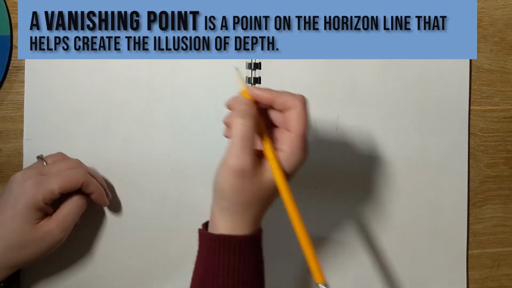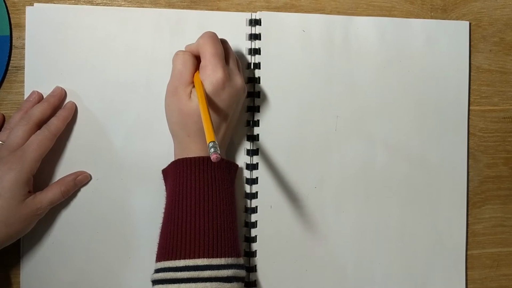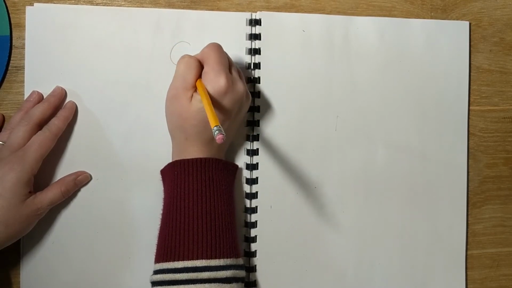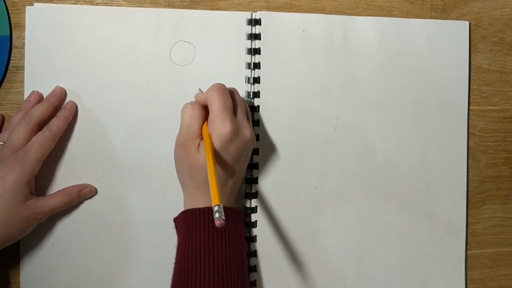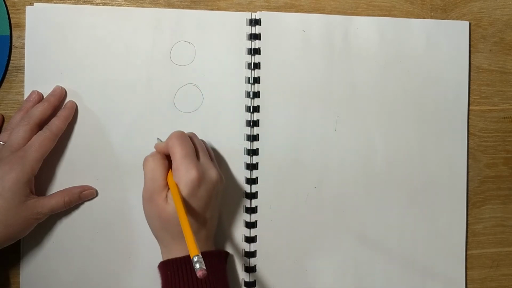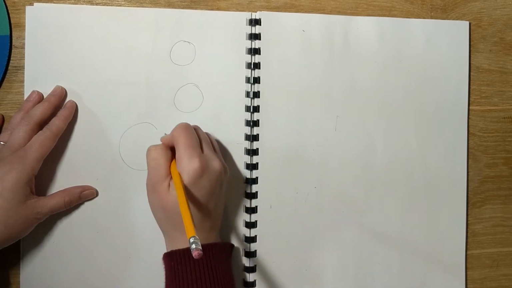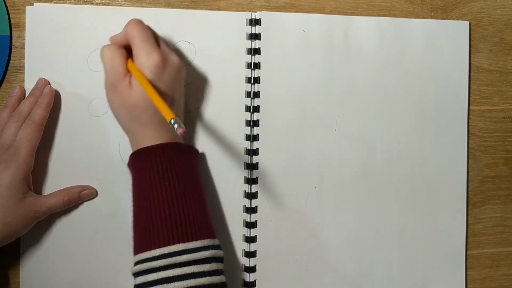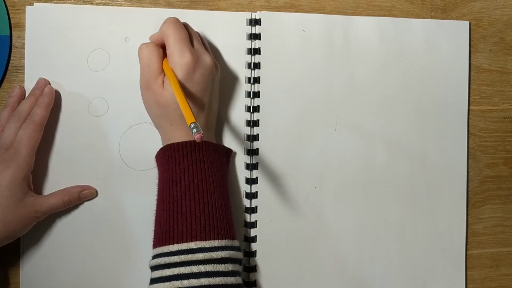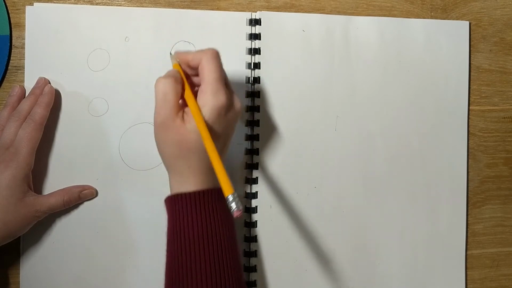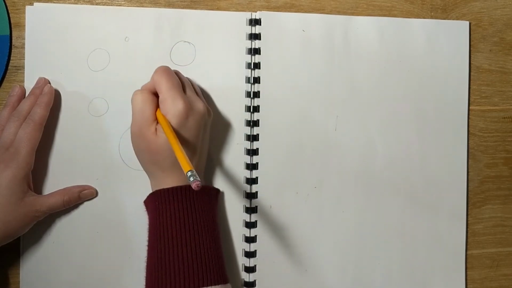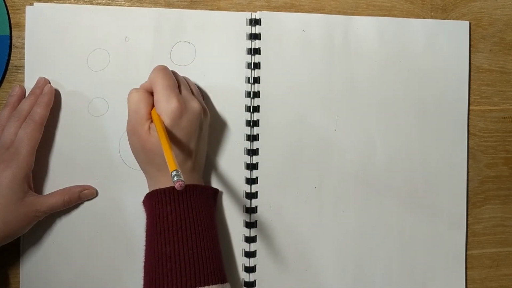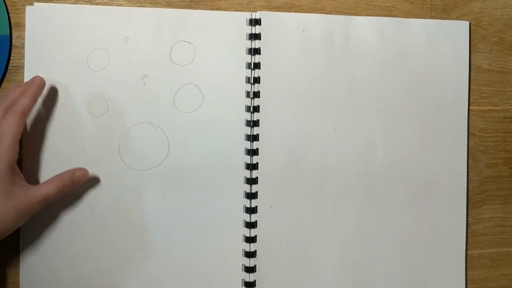What I'd like you to do is draw a series of circles, and they don't have to be perfect. If you actually want to get really crazy, you can make some big, some small. I'm going to have you draw them around in a kind of circular format. And then in between them, in the middle, I'm going to have you make a point. That's going to be our vanishing point.